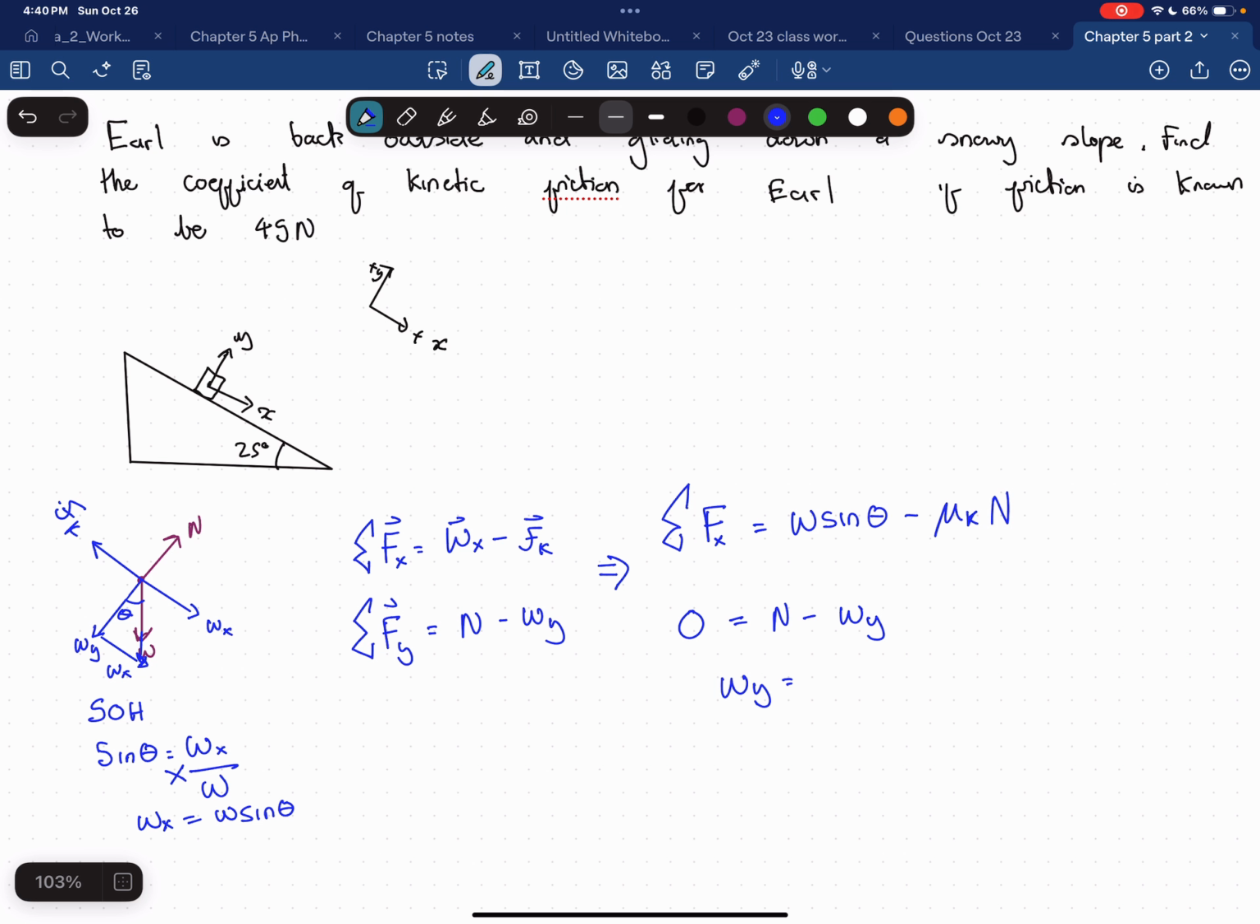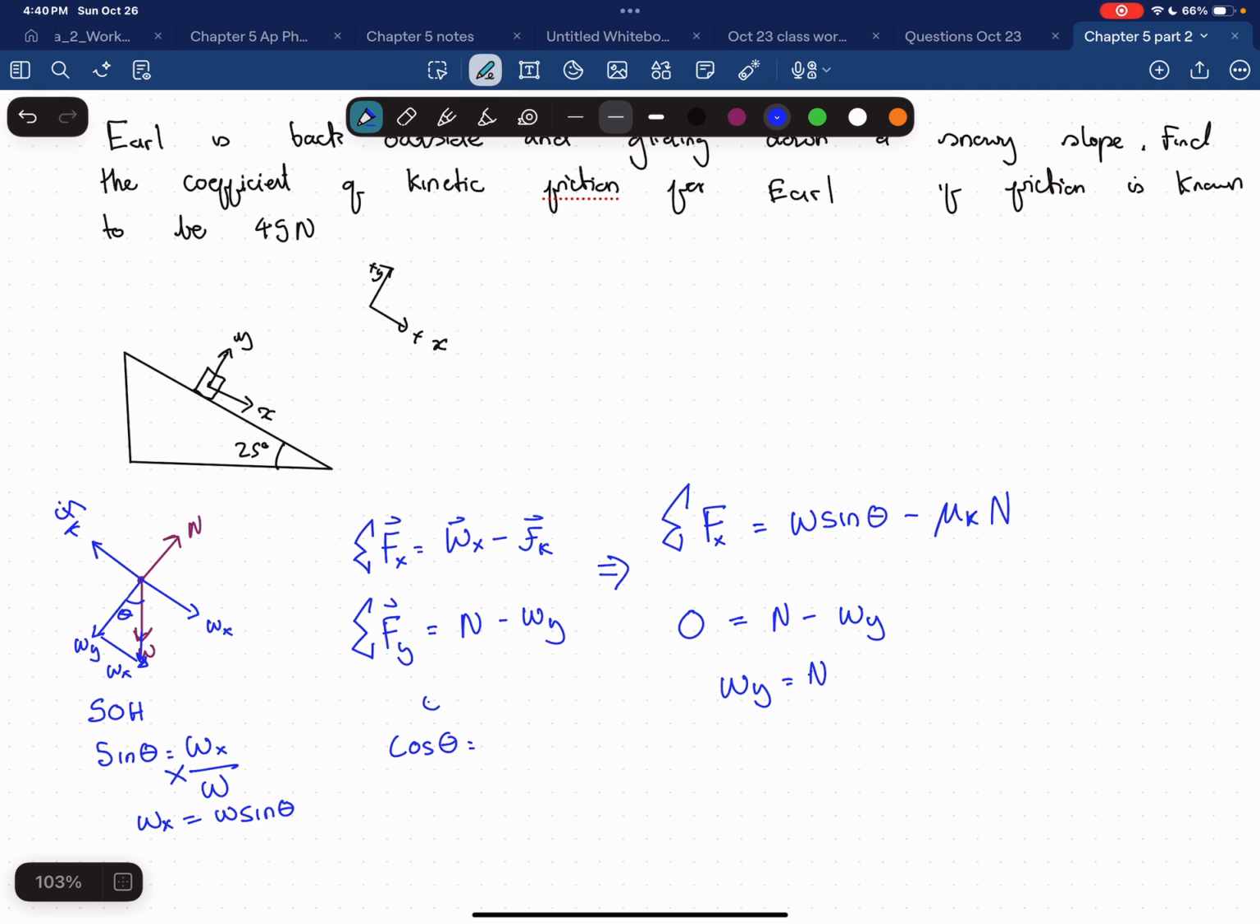The y component of our weight, not our weight, is now equal to the normal force. So what's the y component of our weight? How do we find that? We decompose. Same thing. Cosine theta will help us find the y.